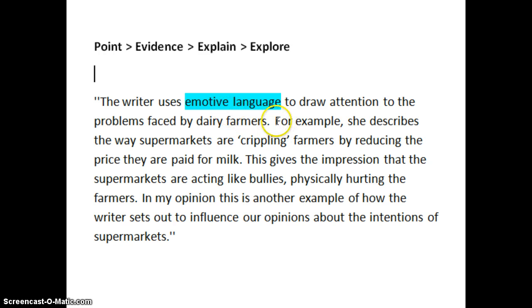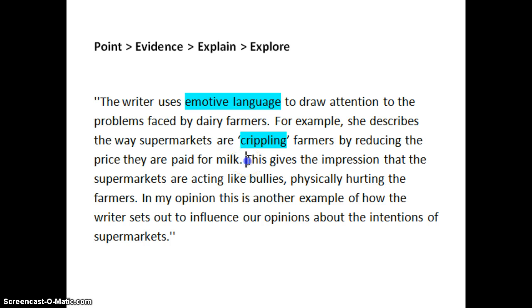The second sentence, which begins with a connective, for example, reads, "She describes the way supermarkets are crippling farmers by reducing the price they are paid for milk." So we could see here that the student has used an embedded quote. It's just one word, but that still counts as a quote. And here the student is providing evidence of the point that she has made in the very first sentence. So she's giving an example of the use of emotive language.